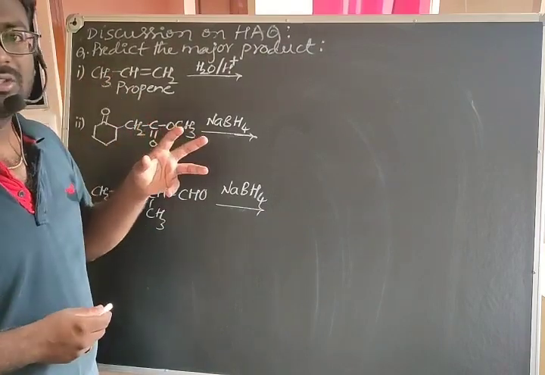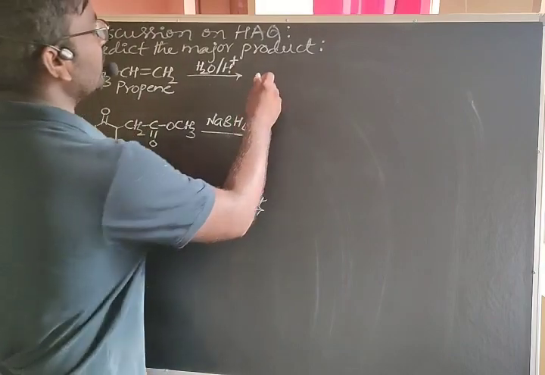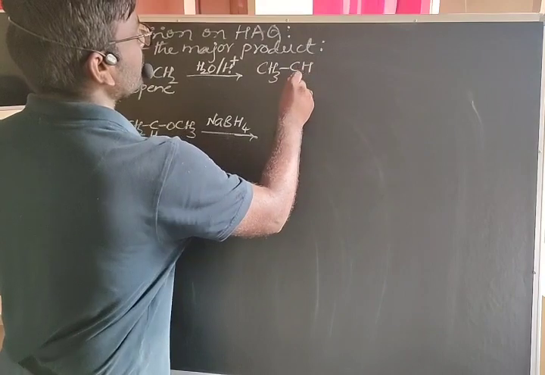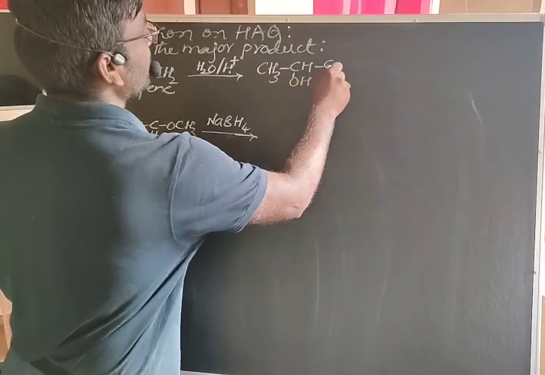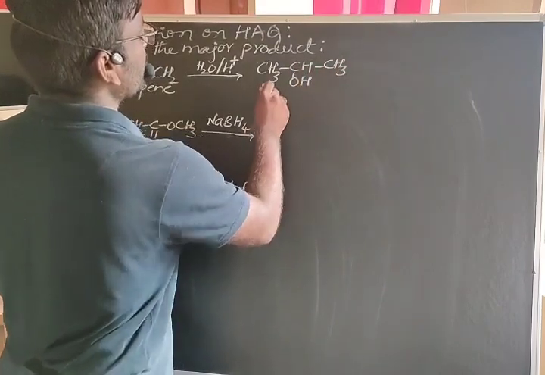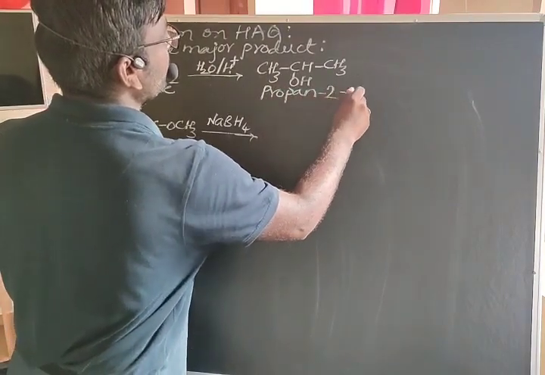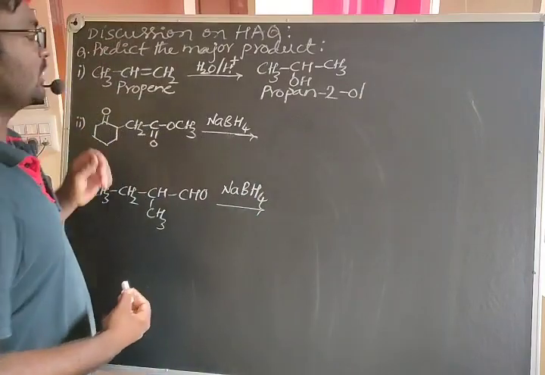Now, it follows Markovnikov's rule and gives the major product CH3-CH(OH)-CH3. This is propan-2-ol. About this we have already discussed. Yes, this is the major product.